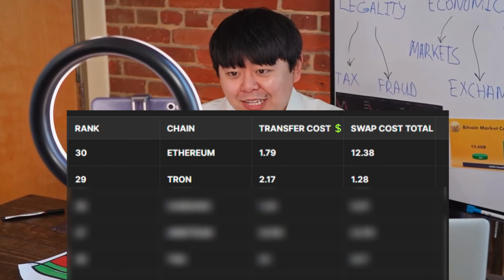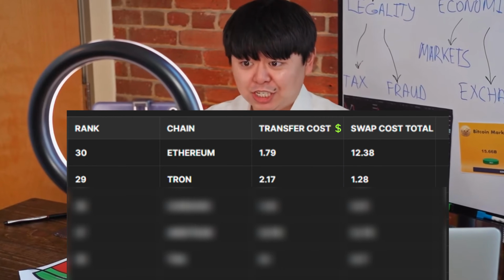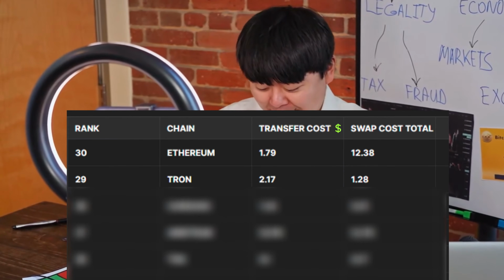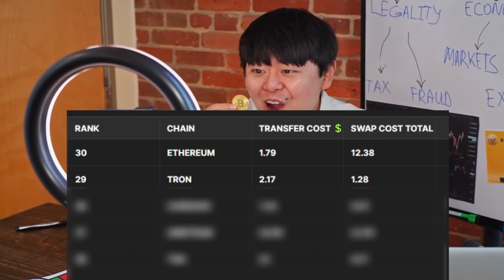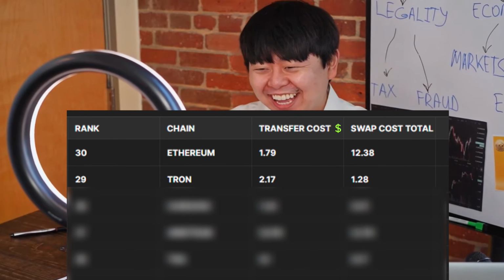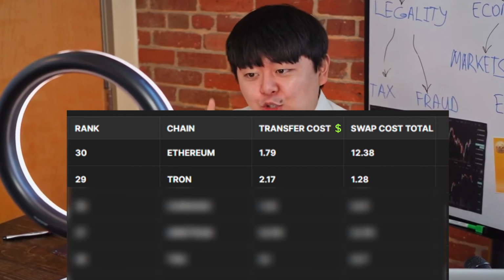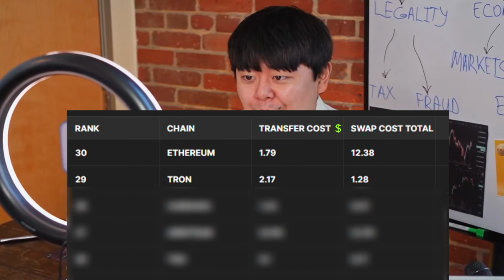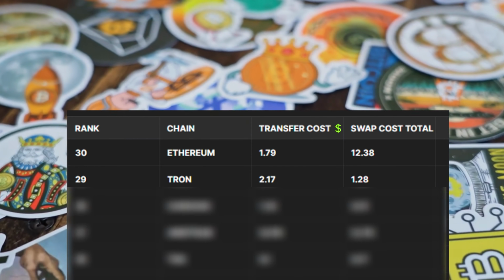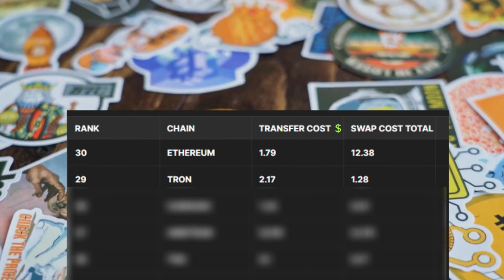Now, Tron does have a staking system which gives you energy and bandwidth, which technically allows you to do more transactions for free, but I think you need to have like 400 to 500 dollars' worth of Tron staked out in order to get like 1 free transaction per day. So those costs are very, very high. Tron used to be extremely cheap back in the day, but they changed the design with the burning and everything.